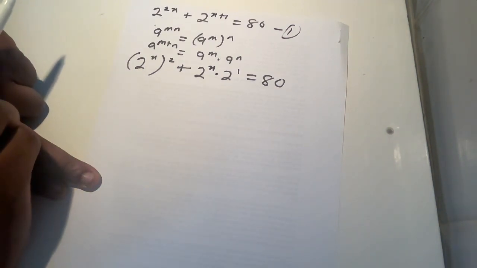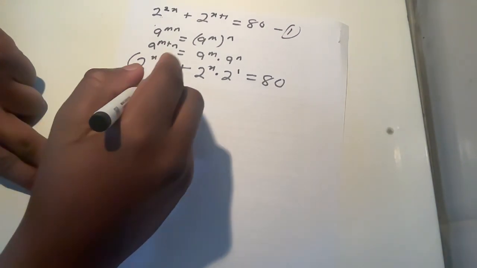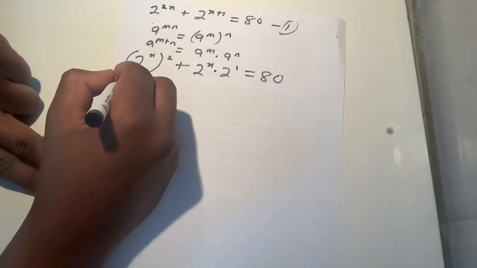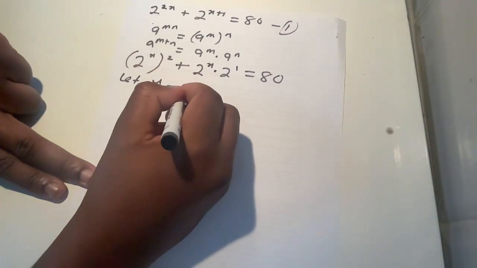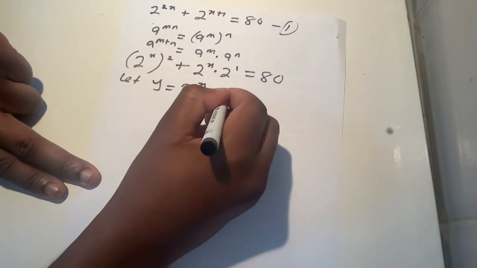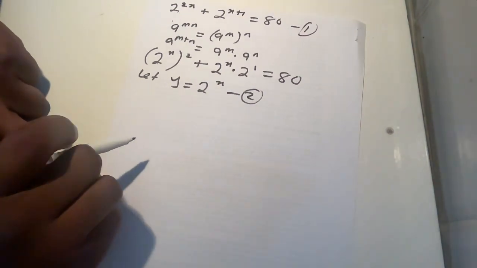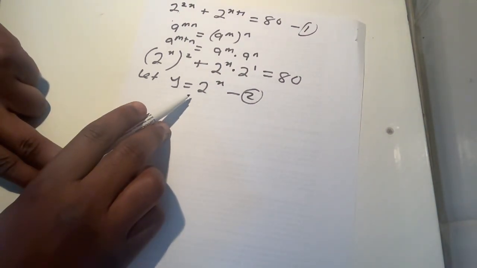So let me replace 2 to the power x by any variable. You can call it any variable. I prefer to call it y. So I will say let y is equal to 2 to the power x, and I will call this my equation 2. So this is the key step in solving this question.